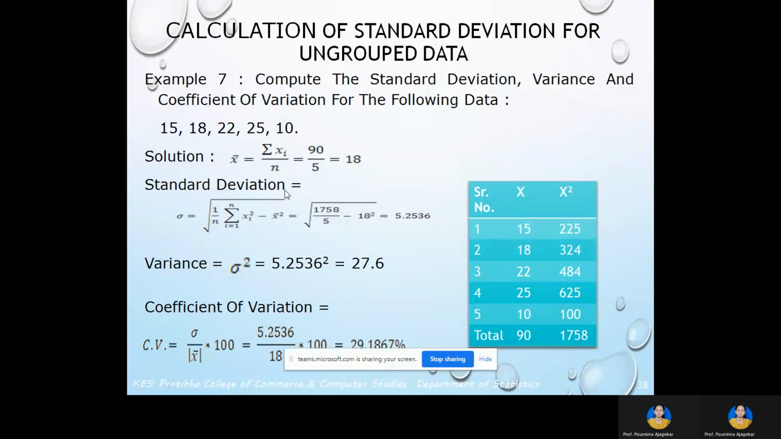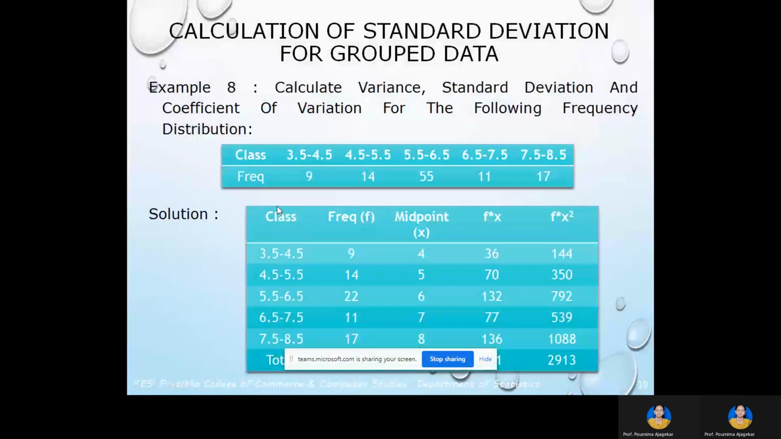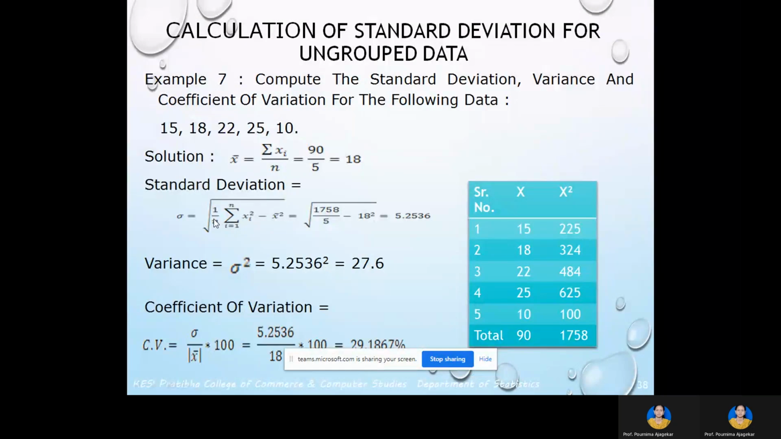Then standard deviation. To compute the standard deviation, this is the formula: square root of 1 upon n summation of xi square minus x bar square. So we have to prepare the column of squares of observations. Here you can see the table. Here we have computed the squares of all the observations. Then we take the sum of these squares, substitute the respective sums in the formula, and we get standard deviation equal to 5.2536.